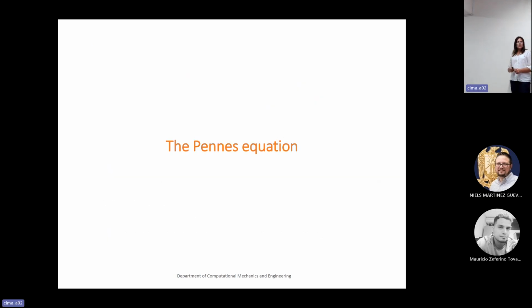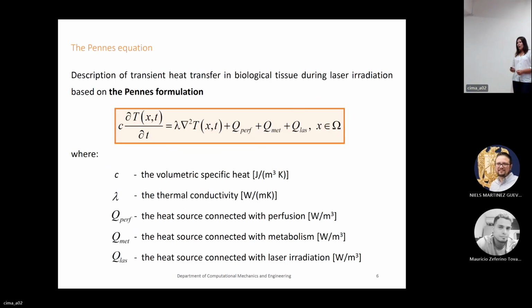Okay, so let me start with Pennes' equation. This equation is directly based on the Fourier equation. I have the Fourier equation here, so we can see that they are very similar. But what is crucial, of course, is that all parameters we can specify, for example, for the tissue we analyze. So, like the volumetric specific heat and the thermal conductivity, we must put in specifically for skin tissue.